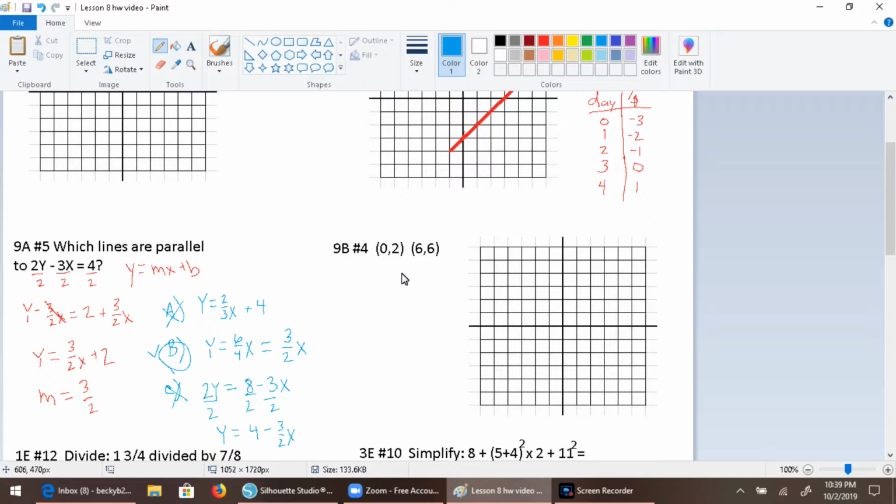Alright, on 9b, number 4, we're just given 2 points, and we have to write the slope-intercept formula for the line. So we're going to plot these 2 points, 0 on our x and 2 on our y. Let's change to a little darker color, maybe we can see better. Okay, so that's this point right here, and then 6 and 6 is right here.